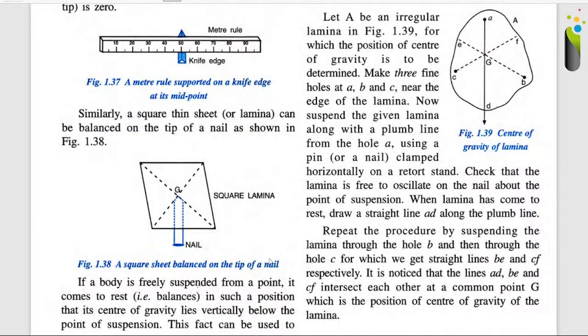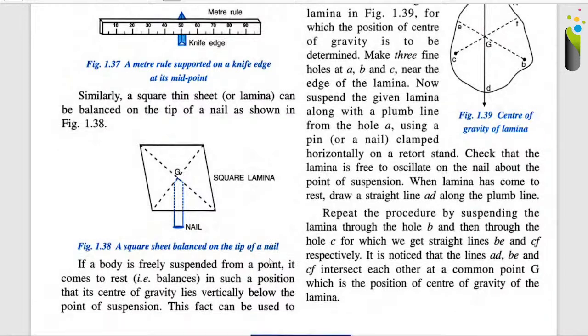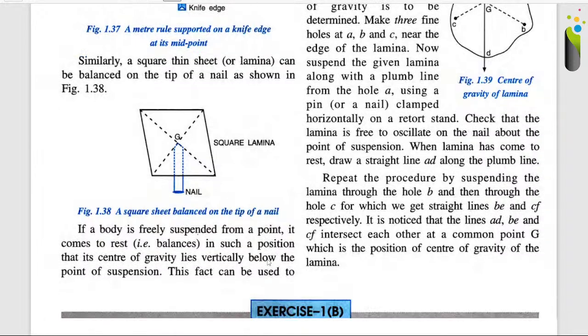When lamina has come to rest, draw a straight line AD along the Plumb line. Repeat the procedure by suspending the lamina through the hole B and then through the hole C, for which we get straight lines BE and CF respectively. It is noticed that the lines AD, BE and CF intersect each other at a common point G, which is the position of center of gravity of the lamina.